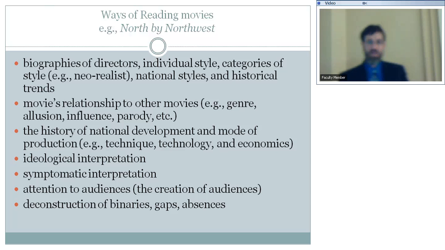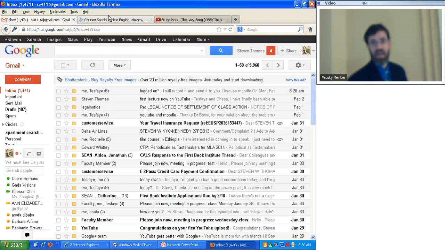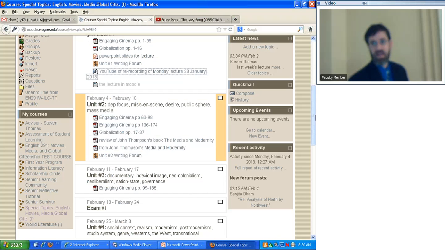Another way of looking at movies is the movie's relationship to other movies, and you do this all the time. You're always comparing. So this is like looking at genre, like westerns, action, thrillers, romantic comedies. Movies make allusions to other movies, so we've already seen that when we watch The Untouchables, which makes an allusion to Citizen Kane. We can think of influence, we can think of parody, and I think this is actually pretty interesting. And so we'll be doing that. Let me just show you where we'll be doing that. Look at the syllabus.